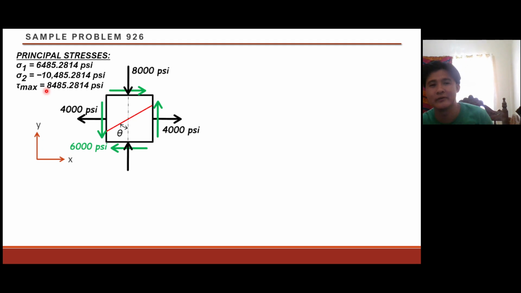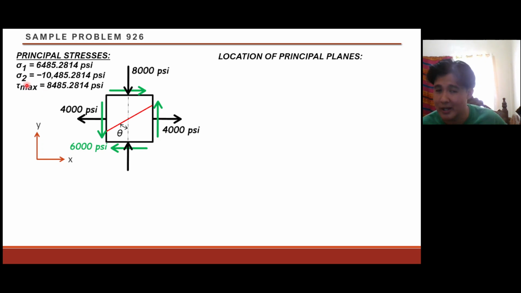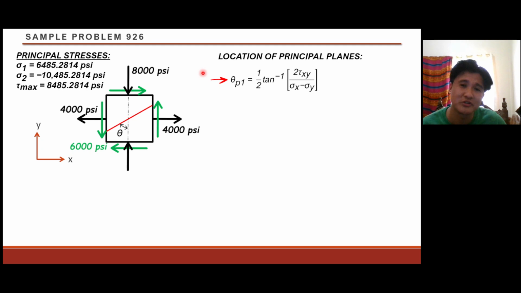May mga possible na pwede pa tayong hanapin dito. For example, what is the location of the principal plane? So para mahanap natin yung location ng principal plane, meron tayong equation. So we have theta p1, that is 1 half tan negative 1 at arctan of 2 times shear xy all over stress x minus stress y. So that is yung equation natin for the first principal plane.